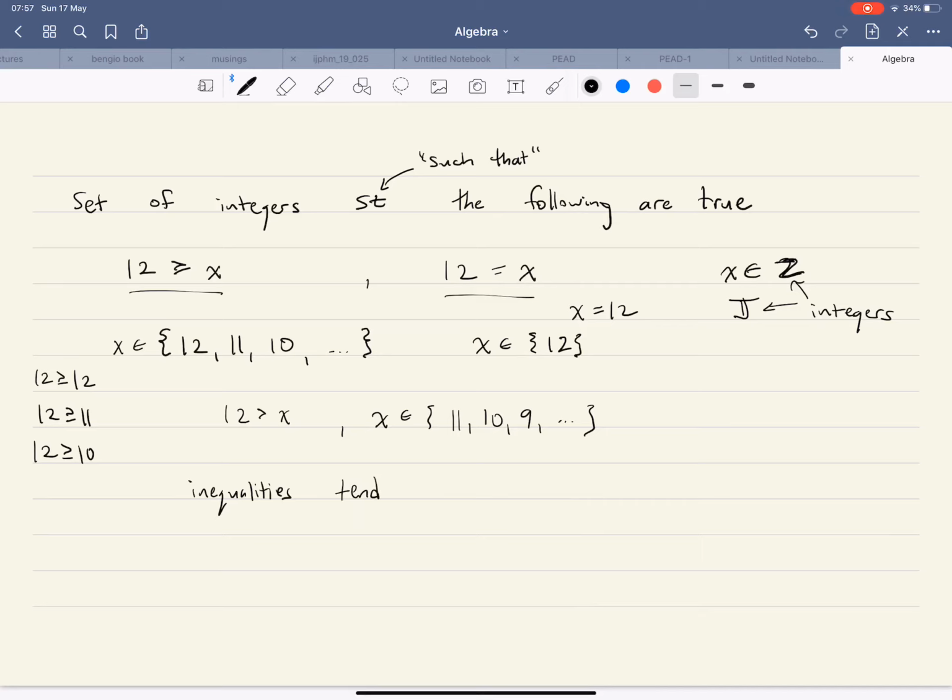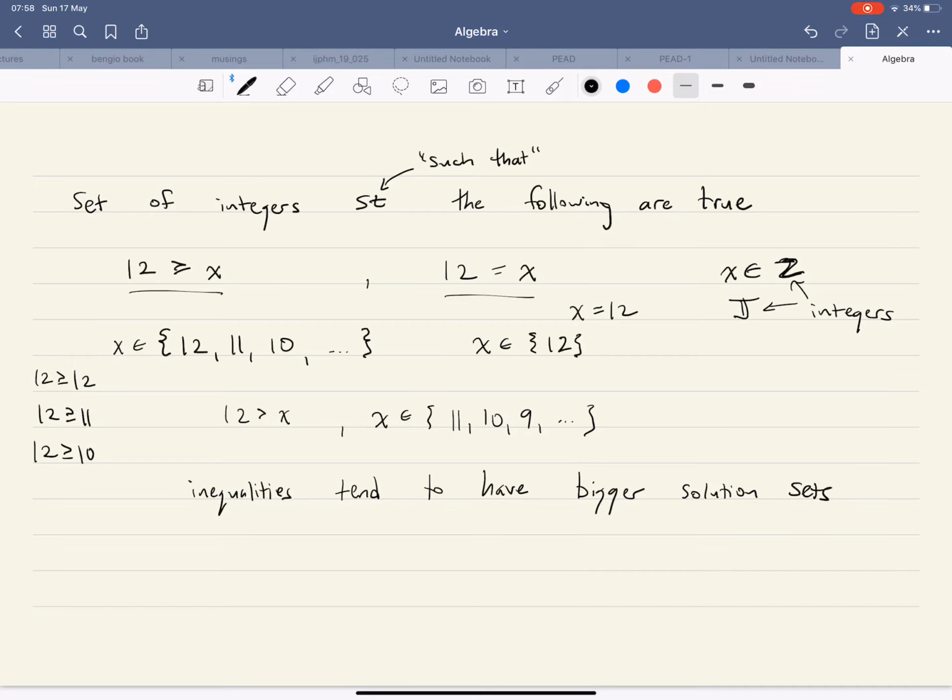Inequalities tend to have bigger, as in more numbers, bigger solution sets. Okay.